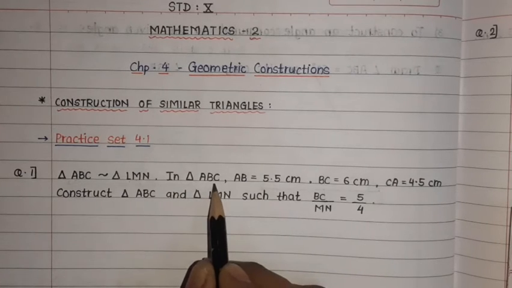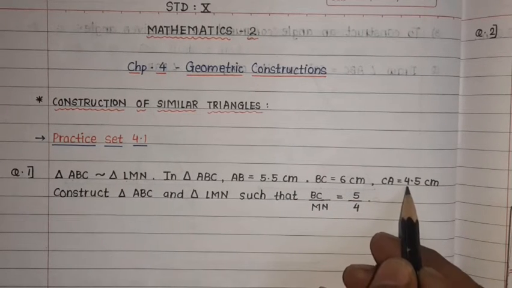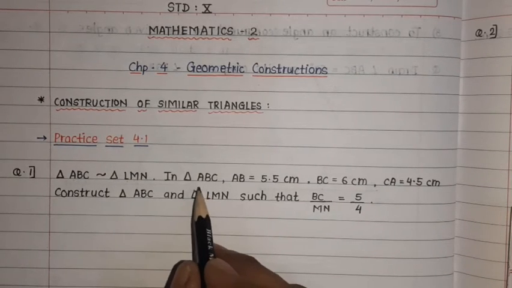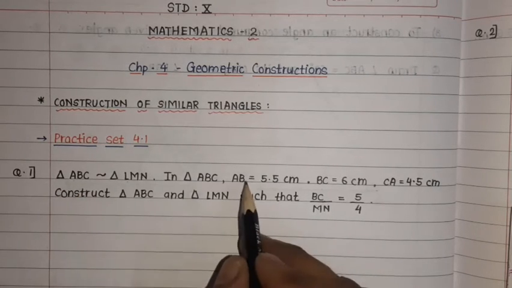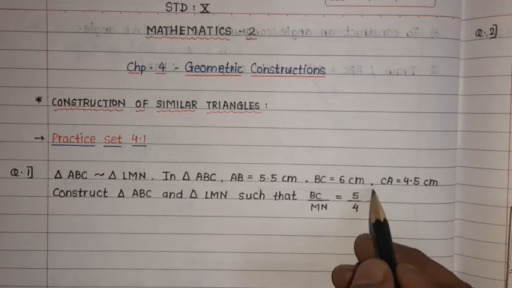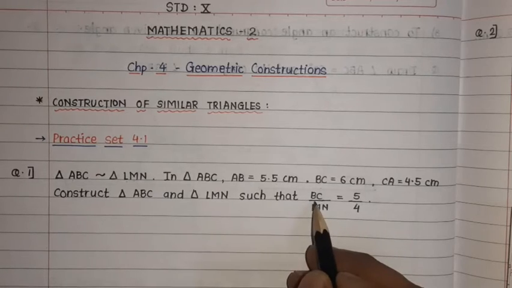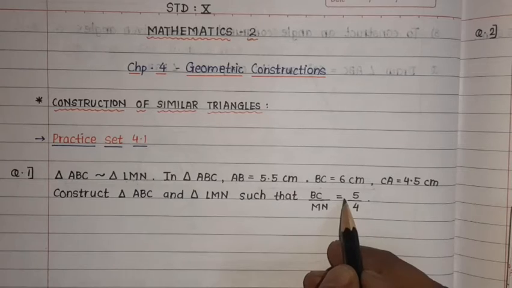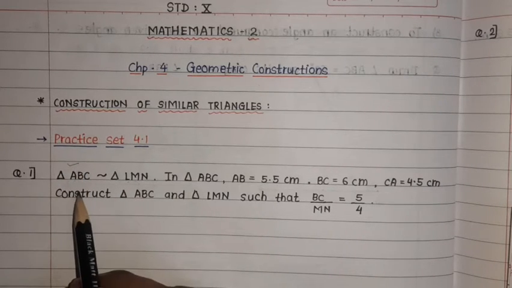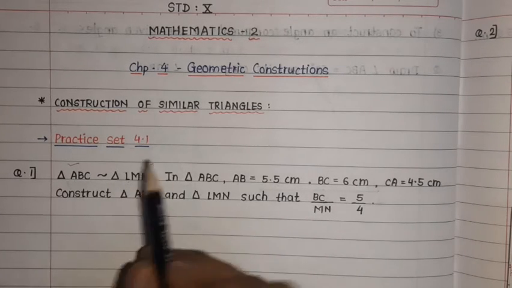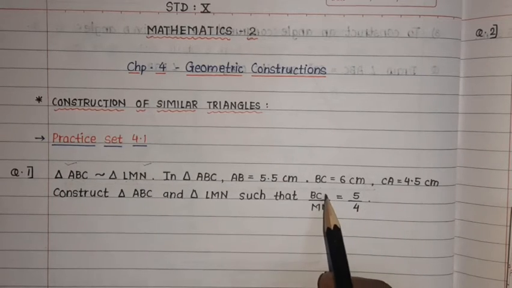Now see, in triangle ABC, AB is equal to 5.5 centimeters, BC is equal to 6 centimeters and CA is equal to 4.5 centimeters. Dear students, if we observe this, we come to know that the lengths of the sides of triangle ABC are given. Then construct triangle ABC and triangle LMN such that BC to MN is equal to 5:4. We have to construct two triangles. The measurements of triangle ABC are given. Measurements of triangle LMN are not given, but the property is given that these two triangles are similar and the ratio of their corresponding sides, that means BC to MN.